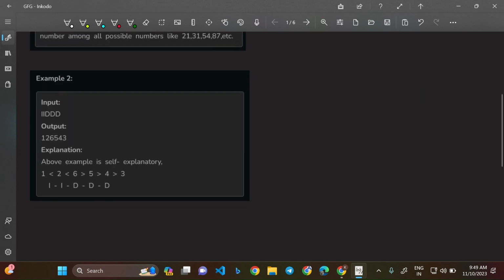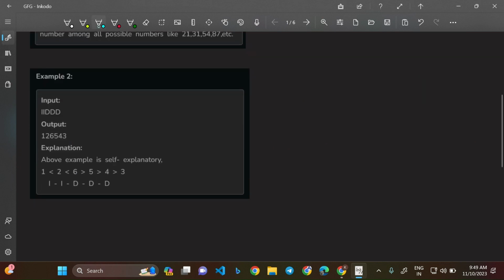Now coming to the second question, this is a very good example again. I D D D. Now we need to place some numbers in between. From this number to this number there is an increase. From this to this there is an increase.